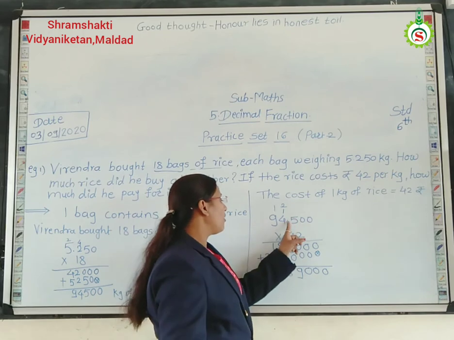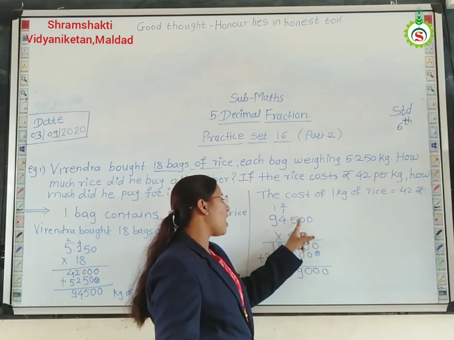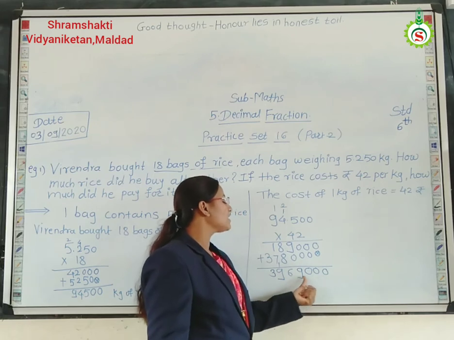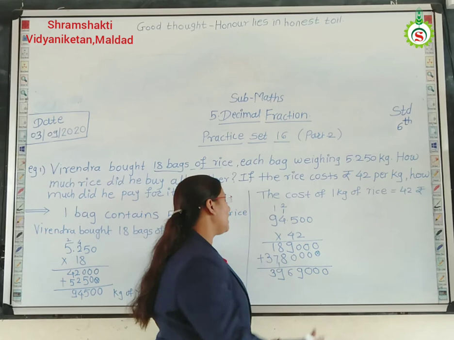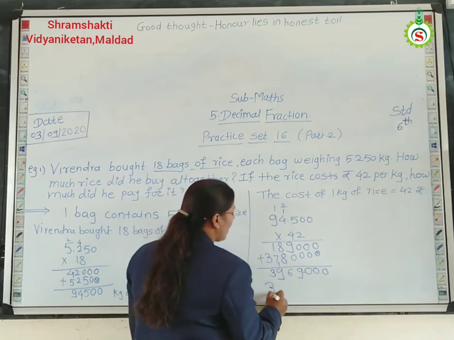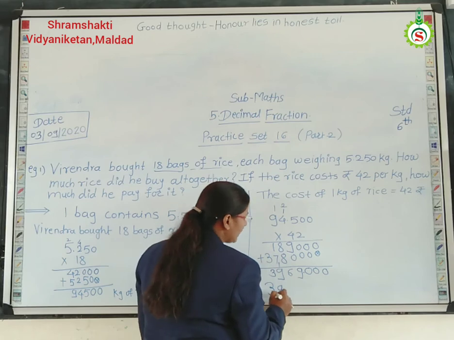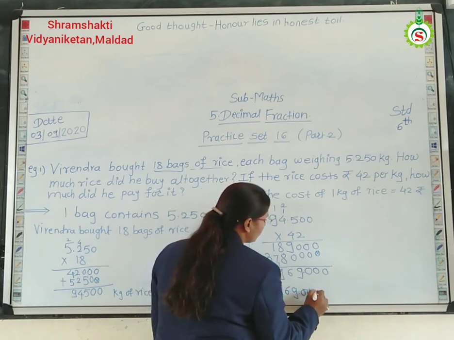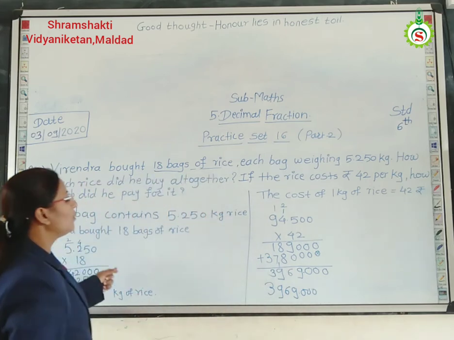Now see, after the point how many digits? 1, 2 and 3. So from here unit place you have to leave the 3 places 1, 2 and 3 and then give here point. Means 3969.00. Means you have to write down.